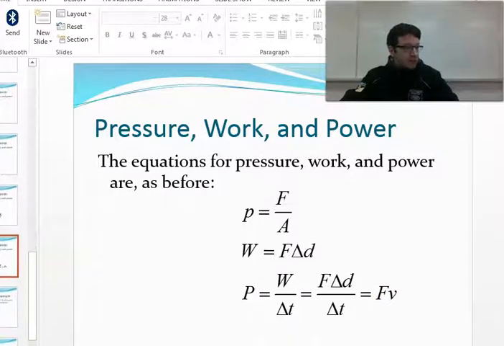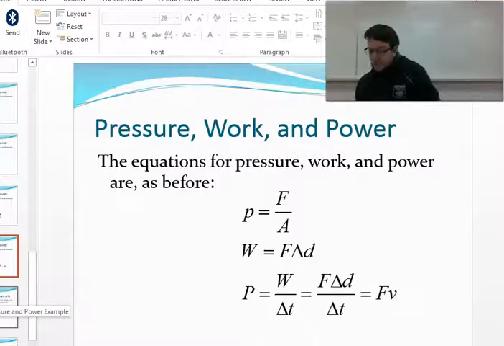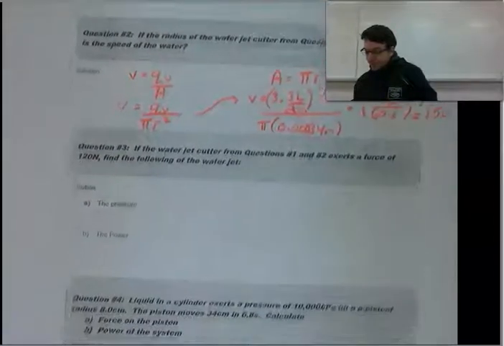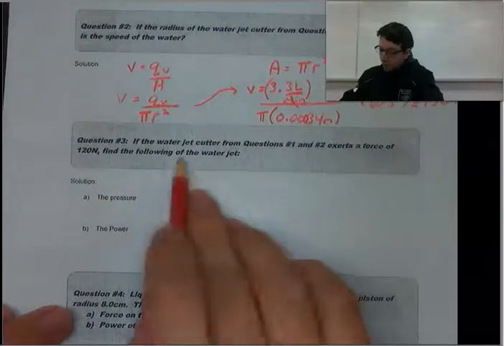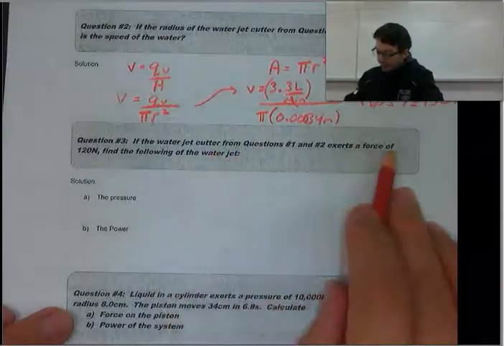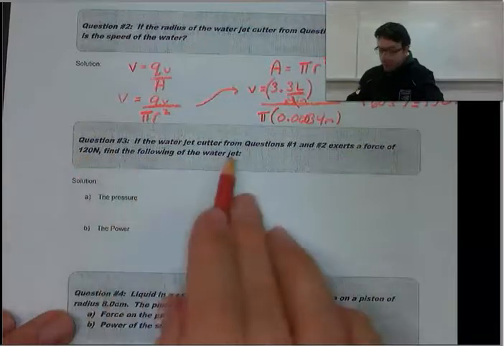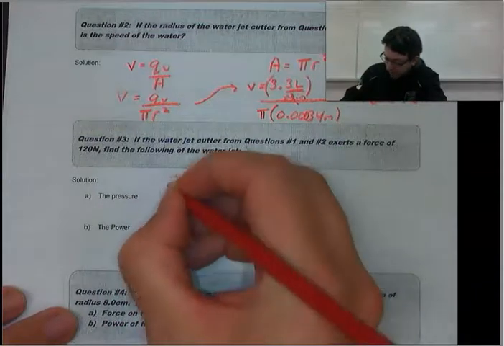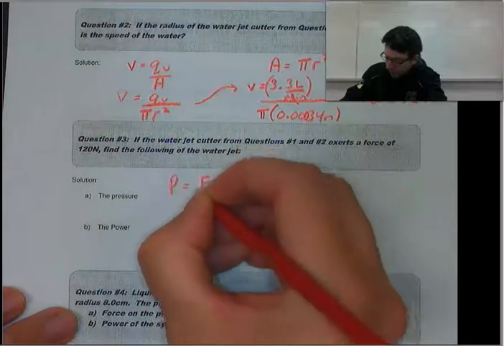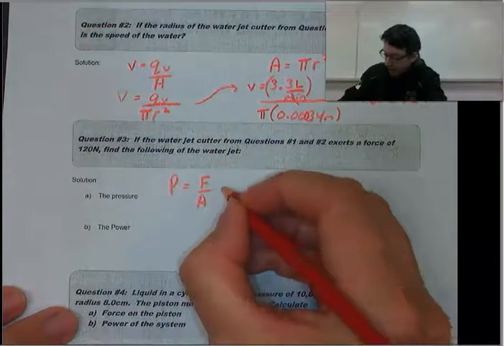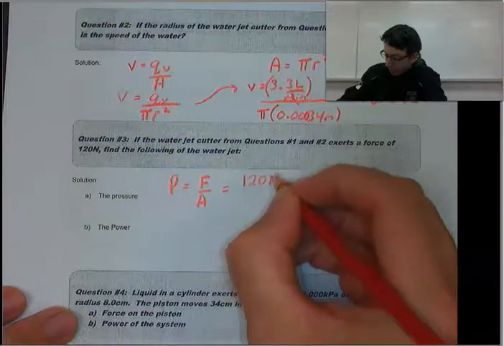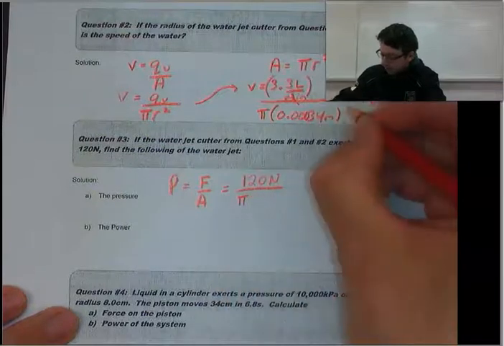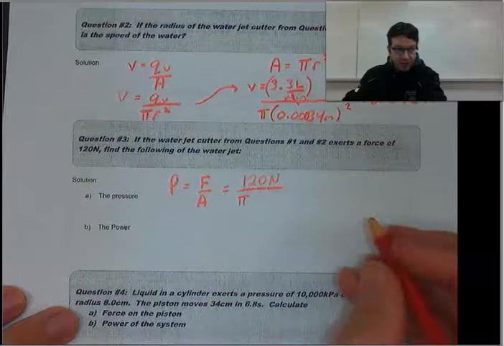So let's try some questions with this. We're going to go back to that water jet cutter. It's a long question with many parts. So question 3. If the water jet cutter from questions 1 and 2 exerts a force of 120 newtons, find the following. First, the pressure. Pressure equals force over area. And the force is 120 newtons. And area is pi r squared, or pi times, oh, I forgot to square this up there. It's all right, I put it in my calculator properly.